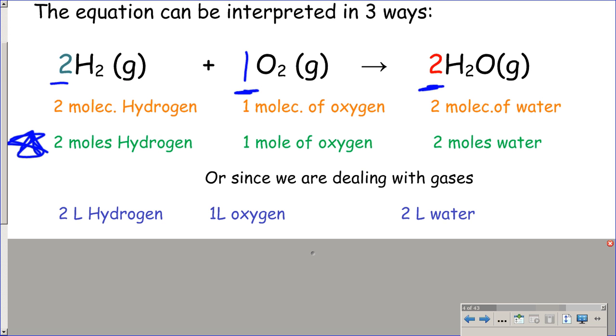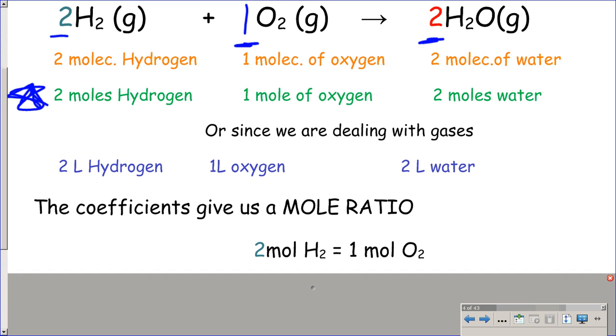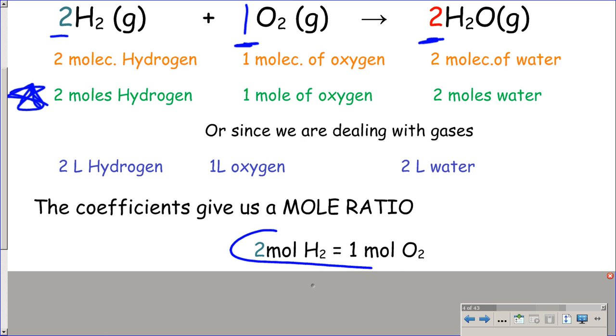From this equation, using the mole unit, 2 moles of hydrogen is equivalent to 1 mole of oxygen. It's very specific to this reaction though. So this is called a mole ratio.